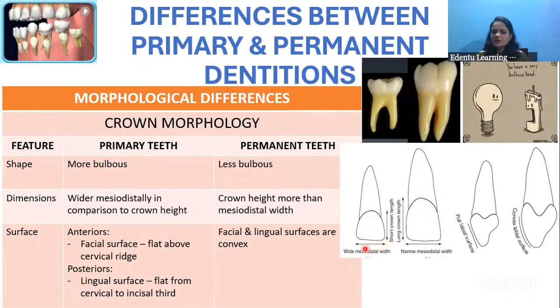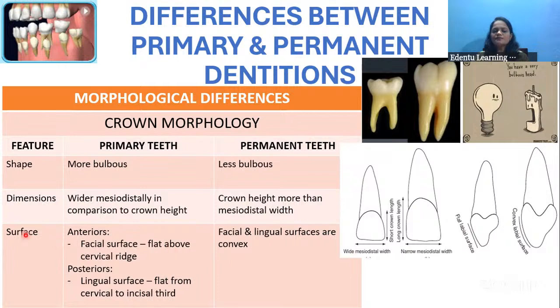The primary teeth are usually wider mesiodistally compared to the crown height. Whereas in the case of the permanent tooth, it has a narrow mesiodistal width, but the crown height is more in the permanent teeth. The crown height is more when compared to the width.